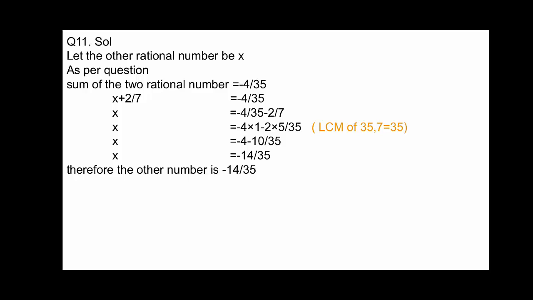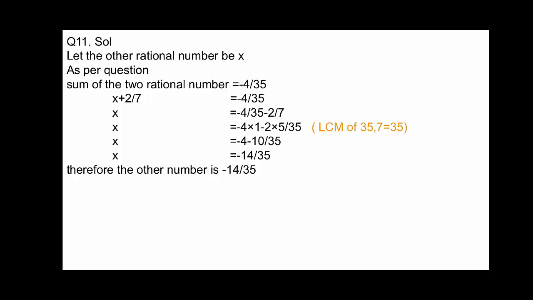Number 11, you have to find the other rational number. So let the other rational number be x. So as per question, the sum of these two rational numbers is given as minus 4 divided by 35. So x plus the given rational number, if you add these two numbers, you will get minus 4 divided by 35. So x will be, you send this side, it will be minus 2 by 7.